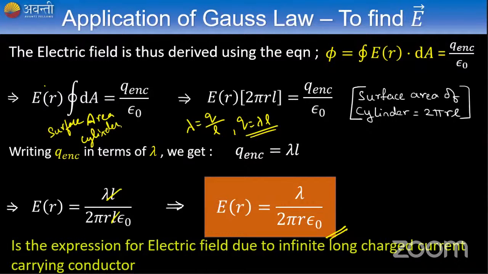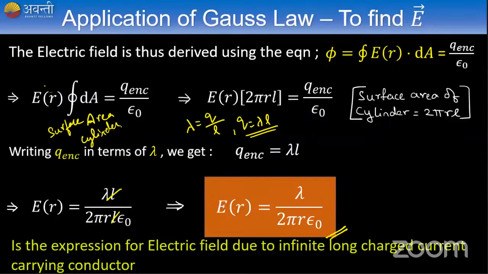So again, the steps go like this. I had to find my flux using phi is equal to integral E dot dA, E of R dot dA is equal to Q enclosed by epsilon naught. Again, then I have to find my area. Since my electric field is constant, I take it out of the integration, then integrating over the entire surface area, I would get the surface area of cylinder.